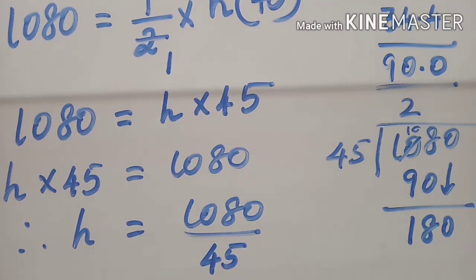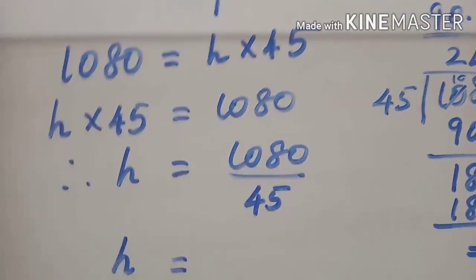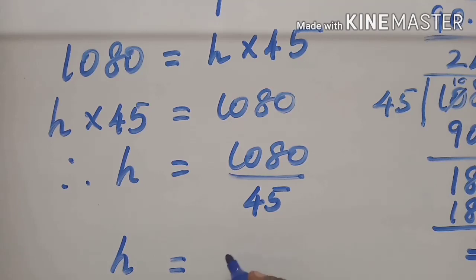Now, how many 45s are there in 180? That we have to find out. 2 45s are 90, so 4 45s are 180. 90 into 2 is 180. So a simple calculation, 4 into 45 is 180. So the value of height is equal to 24 centimeter. No need to put square. We have to put only centimeter. Am I clear, Kana? Right?